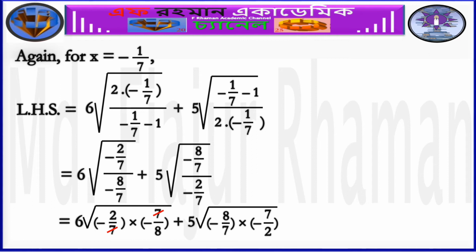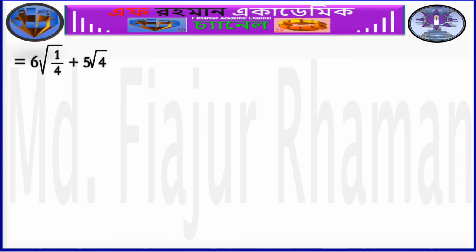7 and 7 should be cancelled out. Cancelling the common factor 2, we write 4 instead of 8 and 1 instead of 2. Similarly, 7 and 7 should be cancelled out. Cancelling the common factor 2, we write 4 instead of 8 and 1 instead of 2, which is equal to 6 square root of 1 by 4 plus 5 square root of 4, which is equal to 6 into half plus 5 into 2.